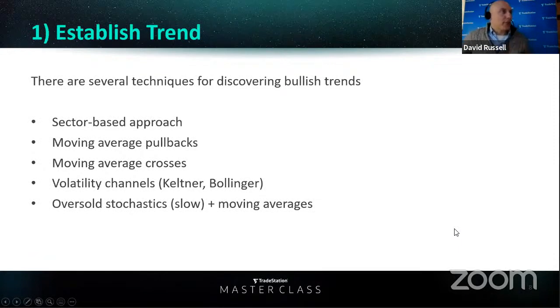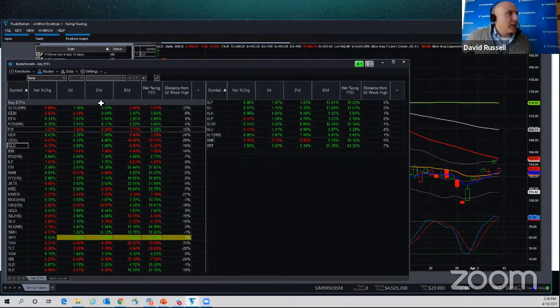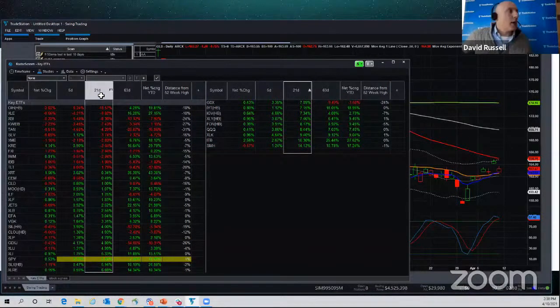So there's several techniques for discovering bullish trends. All right, so let me see here. The first is really the sector approach. So we're going to start off now over here in the workspace. You're going to notice that there's 2 tabs. I start off with everything here in terms of the sectors. Each of these ETFs, you should be able to see there's things like XLK, EEM, XLE, energy. All of these are ETFs that follow sectors.